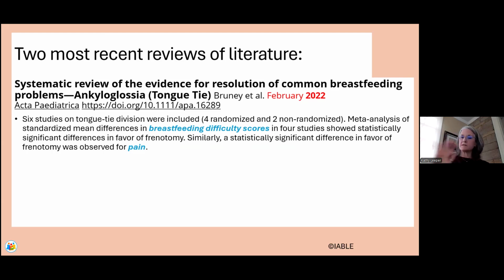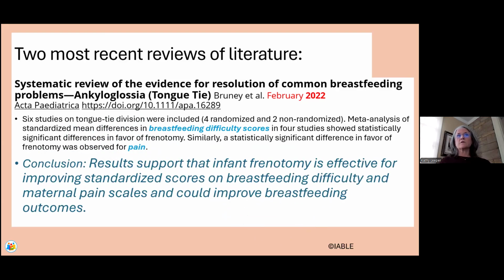So one of the earliest things that was looked at, and one of the things that's been shown over and over, is if you cannot fix maternal pain and there is documented or visualized poor function, then it's reasonable to consider clipping if there's no other reason for the pain, which is the tricky part. So their conclusion was these results support that frenotomy is effective for improving scores on breastfeeding difficulty and maternal pain scales, which might improve breastfeeding outcomes.